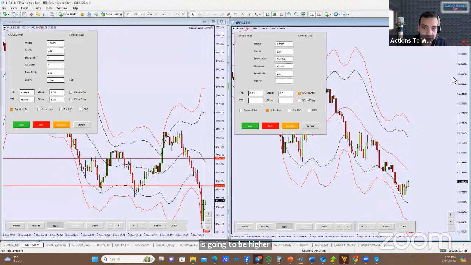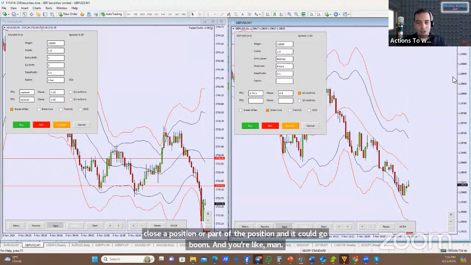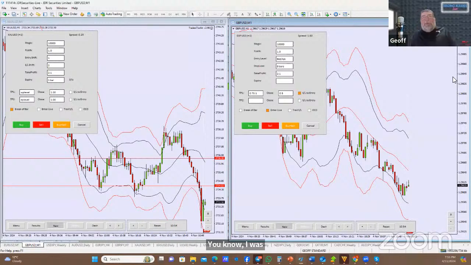Yeah, and I suppose also you've got to be confident that you've actually hit the high of the particular run, because that's the difficulty, isn't it? You could close a position or part of the position and it could go boom, and you're like, man, I was confident longer term and now I'm not in. But interestingly, you can also pick up units on the way back down.